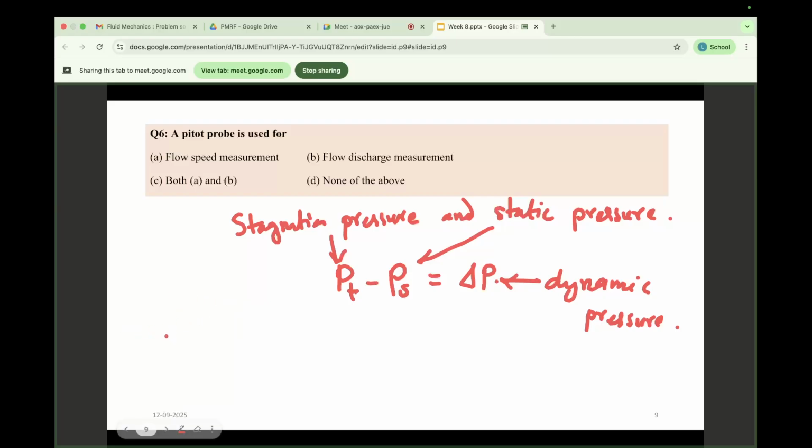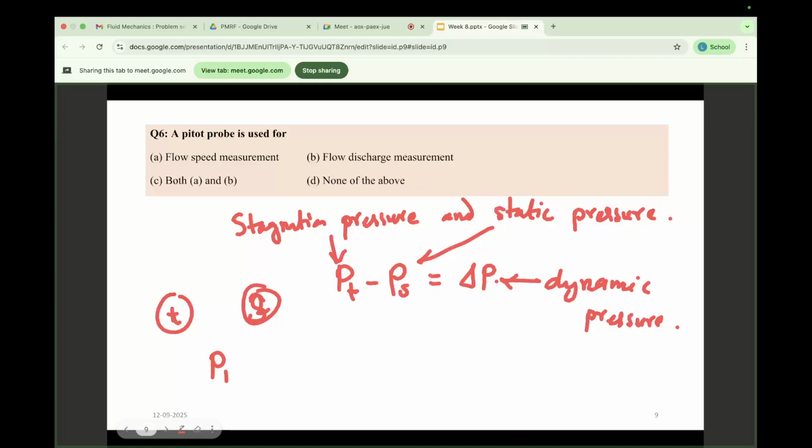Is this okay? So now you see I am applying Bernoulli's equation. Say at 2 points, point 1 and point 2. I am not telling any details right now about these points. If I apply Bernoulli's equation, what will I get? Sorry, this is the T point and this is S. T corresponds to stagnation and S corresponds to static.